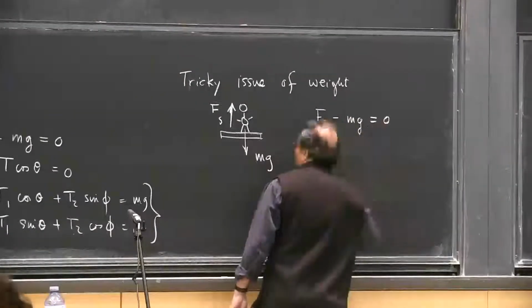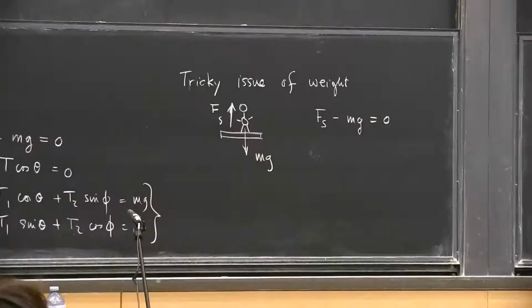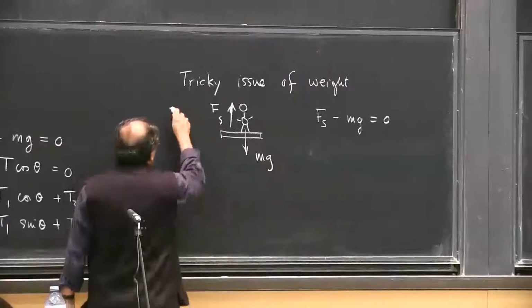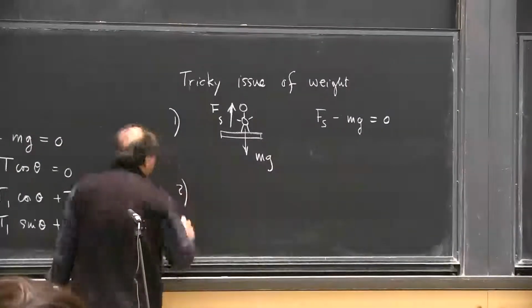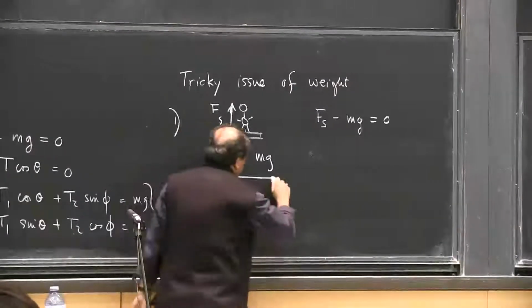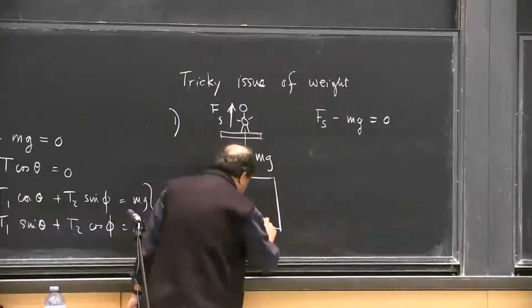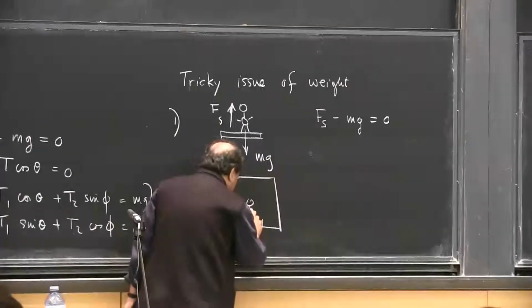You would say, how do you know? It's giving me mg because Fs is equal to mg. All right, fine. I accept it. You want that argument. But let me now put you with the bathroom scale in an elevator. So here is the elevator. Here is your bathroom scale. Here you are.